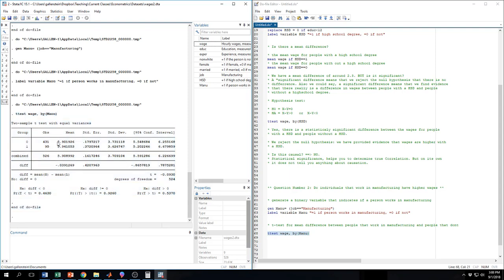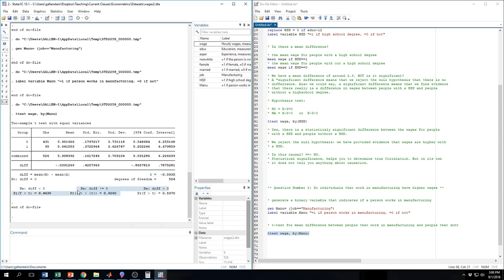We've got the mean for people that don't work in manufacturing. We've got the mean for people that do work in manufacturing. We find that there is a difference. The difference is 0.04, basically. So people that work in manufacturing make basically 4 cents more. Our t-statistic is minus 0.09. That's a very small t-statistic. That's less than 1 standard deviation away from the mean.